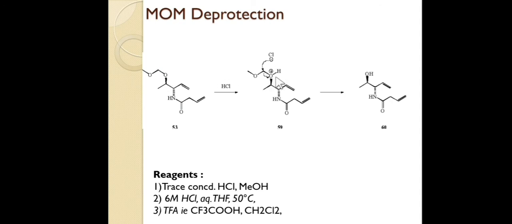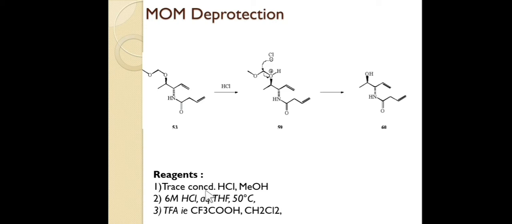gets protonated, and we get a positive charge on oxygen. To neutralize this positive charge, the chloride attacks this carbon, which is very electron deficient because of these two oxygens. As chloride attacks, this carbon-oxygen bond breaks and we get the free OH group. This is how the MOM is deprotected in presence of traces of concentrated HCl.